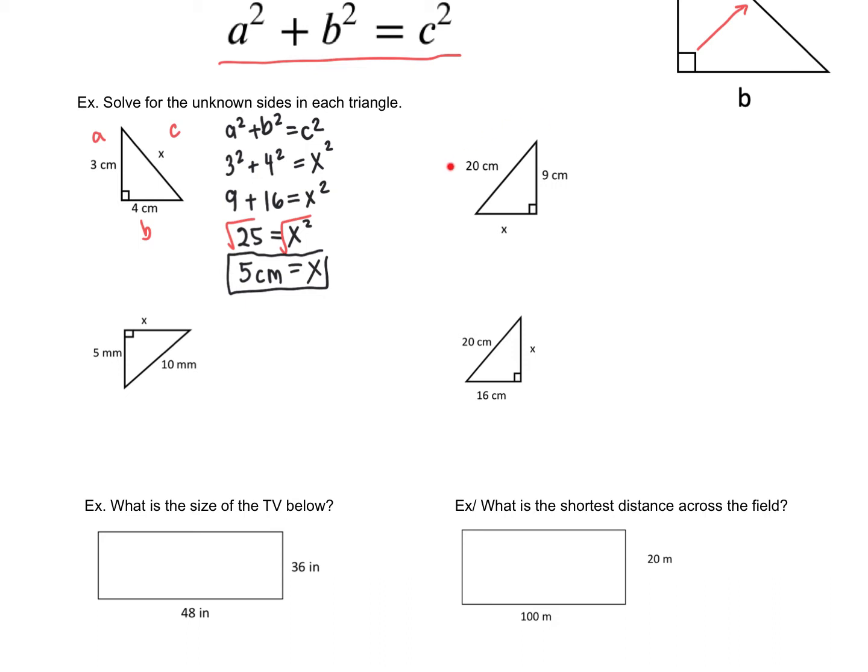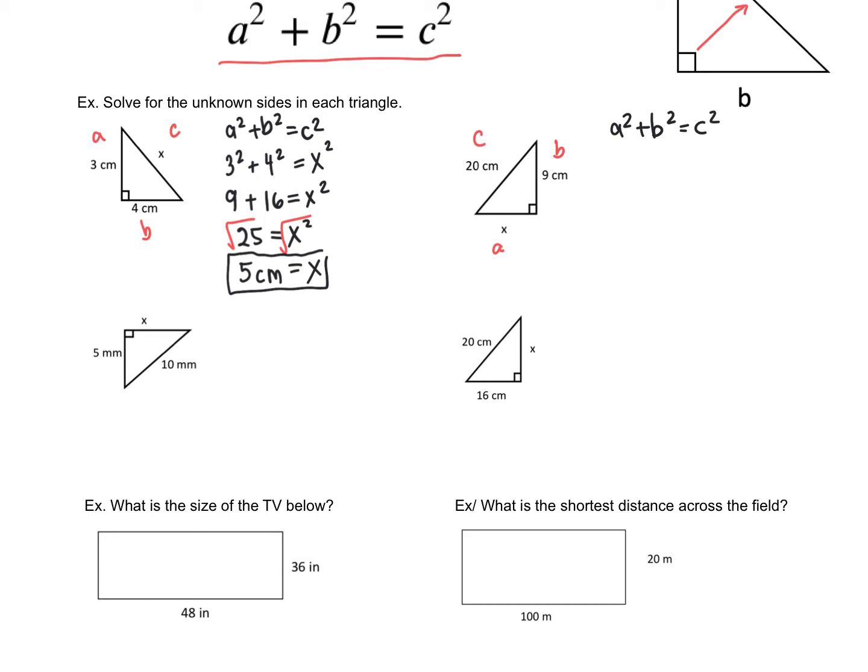So in this scenario, we were solving for the hypotenuse. If we look to the next one here, x is actually one of the legs of the triangle. 20 is the hypotenuse. So again, it's going to be very important that you label the 20 as C. And then I'll label x as A and 9 as B. And now again, I'll start with my generic A squared plus B squared equals C squared, and let's see what happens when we plug numbers in.